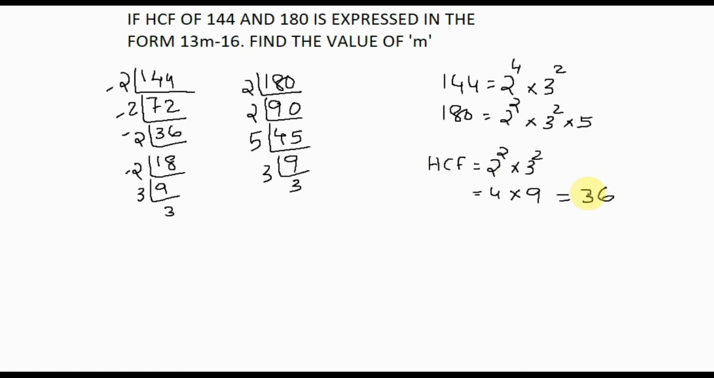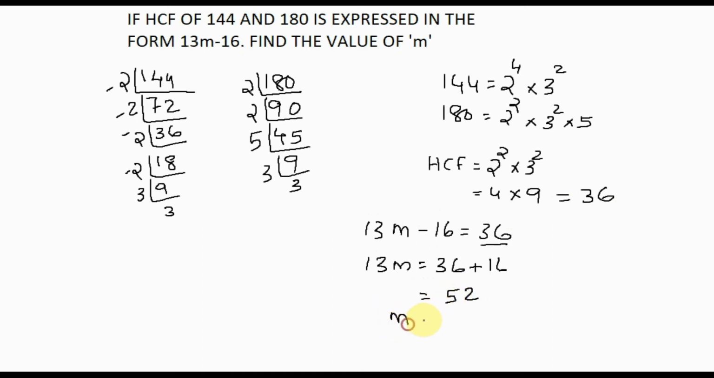of 144 and 180. That is in the form of 13m minus 16, that equals 36, because 36 is the HCF and in the form of 13m minus 16. What is 13m? 13m is equal to 36 plus 16, that is equal to 52. Then what is m? m is equal to 52 divided by 13, that is equal to 4. So, the answer is m is equal to 4.